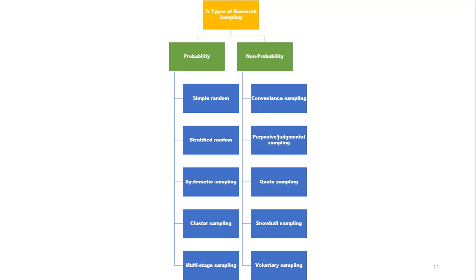Non-probability, here we have convenience sampling, purposive, otherwise called judgmental sampling. We have quota sampling, snowball sampling, and voluntary sampling. For want of time, we may not be able to explain these now, but they are easy and very simple to understand. We only tell you that sometimes research can be classified based on the type of sampling used in that study.